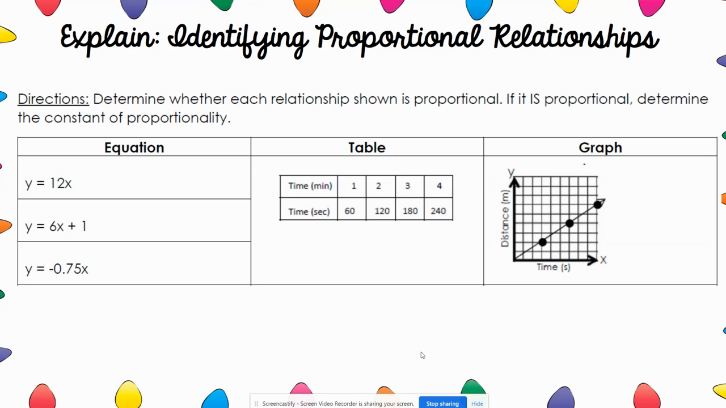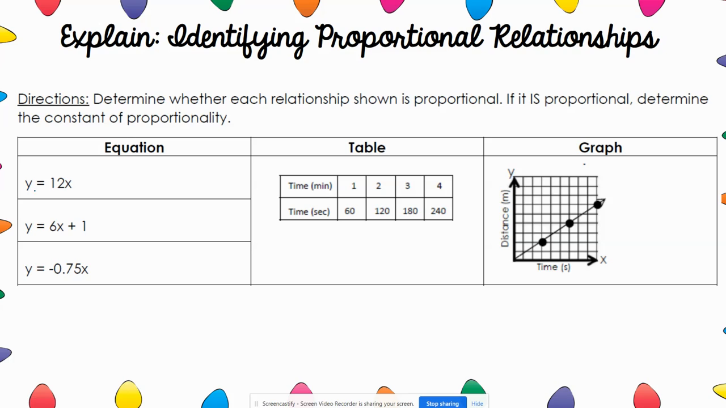So let's look at these. We are going to determine whether each relationship shown is proportional. And if it is proportional, we're going to find the constant of proportionality. So let's look at these first three equations. The first one says y equals 12x.